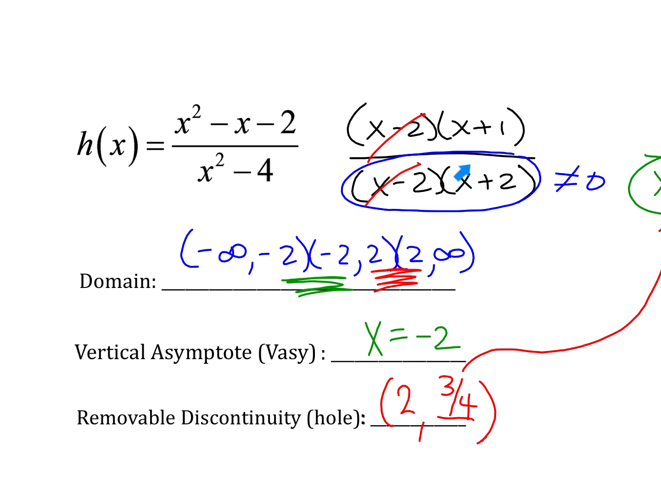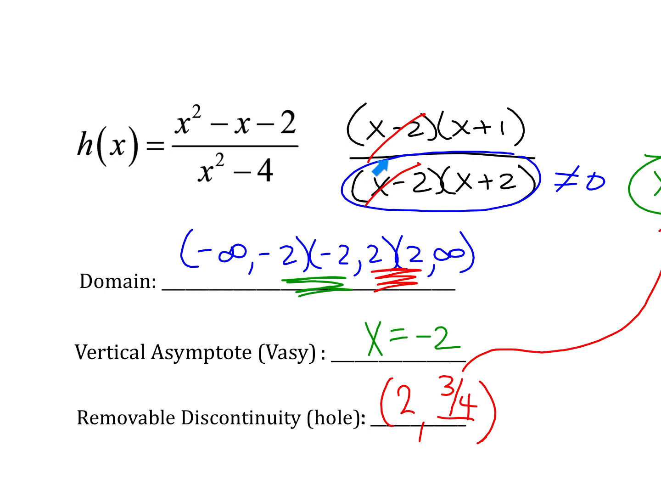We look at the denominator. That's going to tell me my domain restrictions. 2 and negative 2 are off limits. 2 and negative 2 cannot be included in the domain, so those are represented here in my domain intervals. These domain restrictions, 2 and negative 2, are either going to be vertical asymptotes or removable discontinuities.